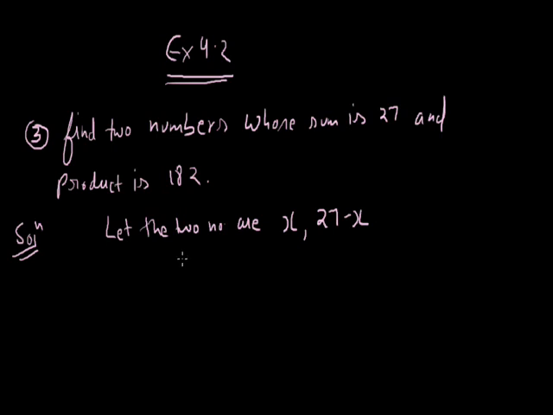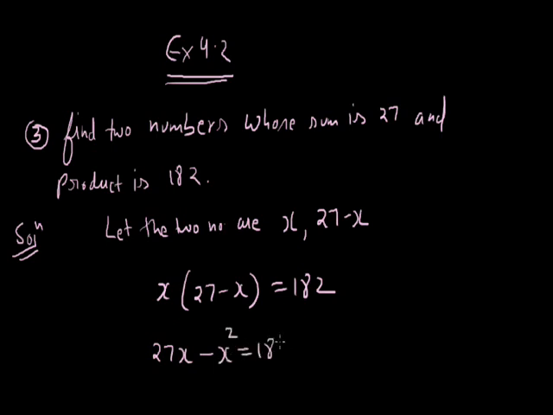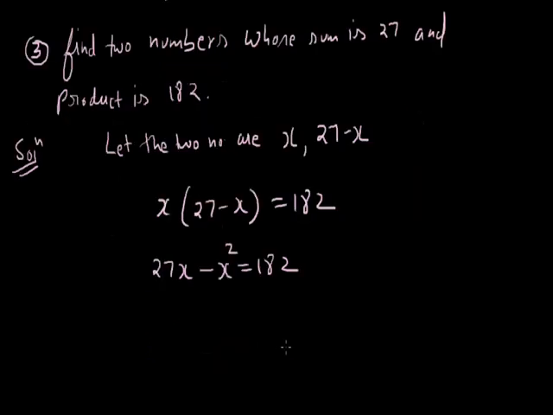Now as it is given that the product of these two numbers is 182. Let the two numbers be x and 27 minus x. And according to question, the product of these two numbers is 182. So x into 27 minus x gives you 182. Now x into 27, 27x. X into minus x, minus x square equals to 182. Now after rearranging, we are getting x square minus 27x plus 182 equal to 0.